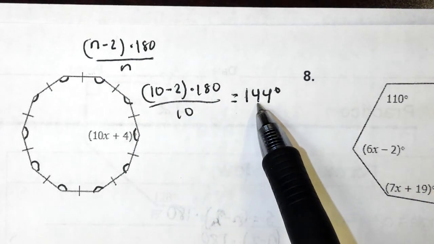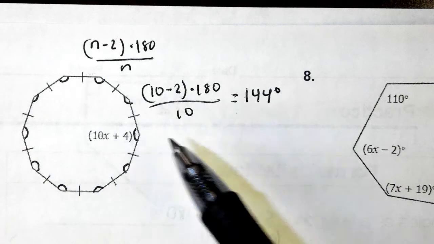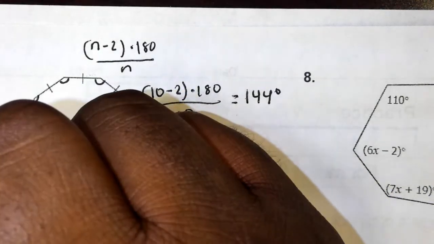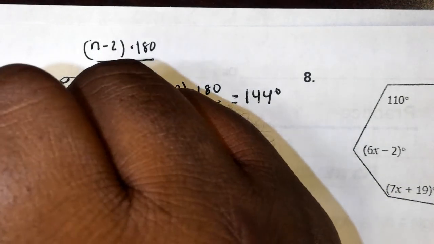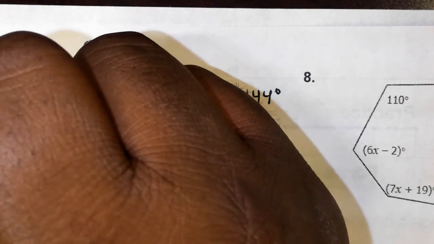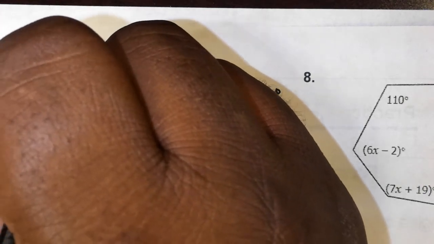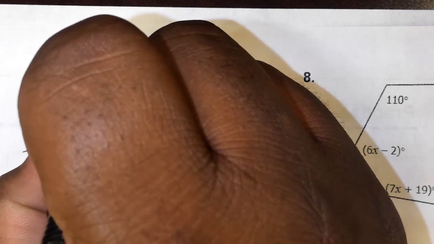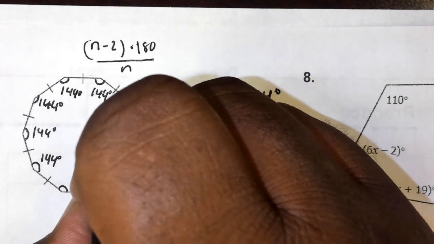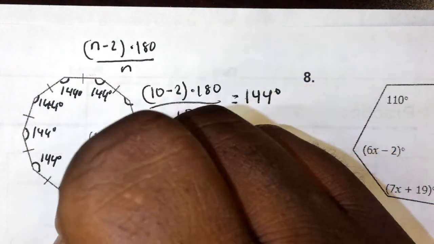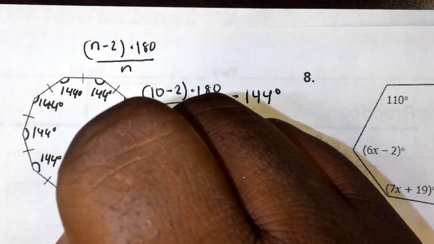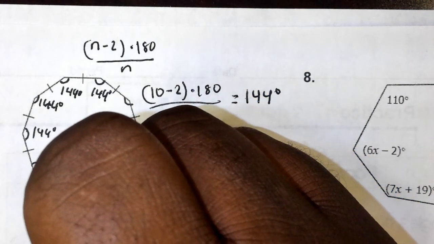Then from there, let me talk slow with you. This is telling me that each angle in here is 144 degrees. I can go and write them on all those angles if I wanted to. 144 here, here, here, all the way around. I know all these angles are 144 degrees, even this angle with my expression on it. Since I know all the angles are 144 now, how am I going to solve for x?